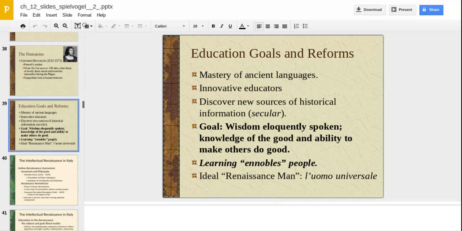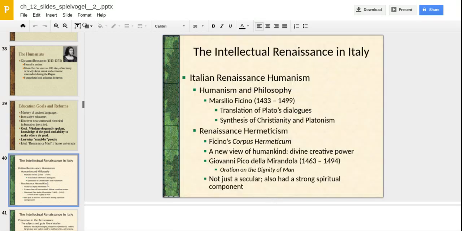Wisdom eloquently spoken, knowledge of the good, and ability to make others do good. And the idea that learning ennobles people, that we are better when we are educated. The ideal Renaissance man is a master of many crafts. He's the scientist, and he's the artist, he's the thinker, he's the philosopher, he's all these things.